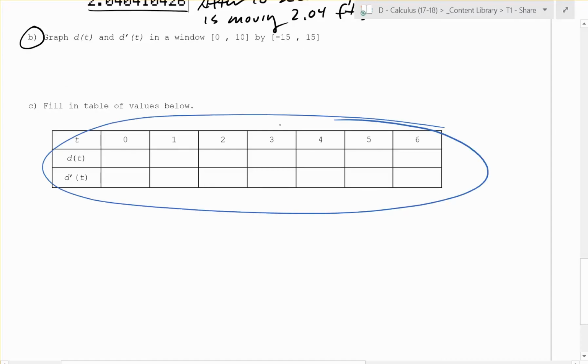You can have your calculator compute the derivative using the n-deriv function, the d over dx of y2 evaluated first at x equals 0, and then at 1, 2, 3, 4, 5, and 6, and do it really, really quickly.